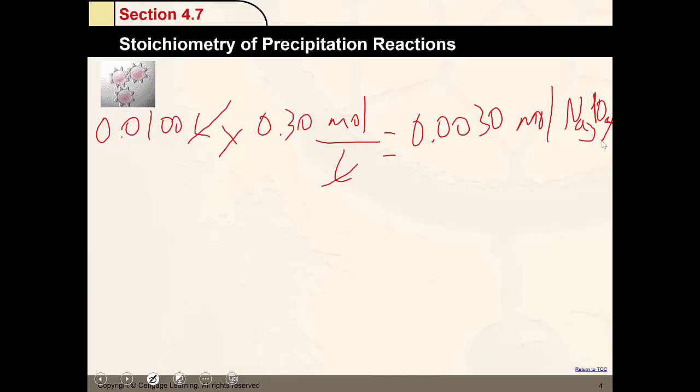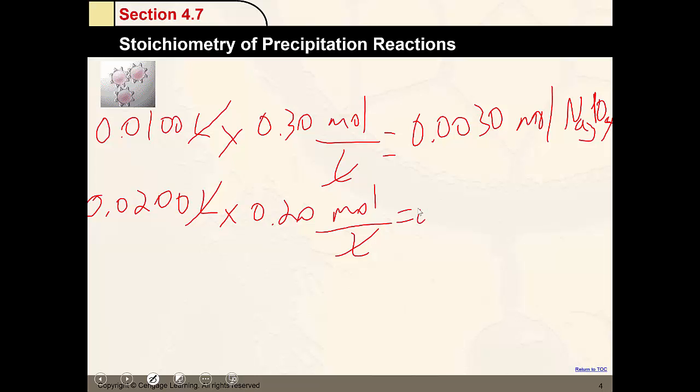And we can do the same thing for the other reactant. We have 20 milliliters of 0.2 molar lead nitrate, so that 20 milliliters becomes 0.02 liters. So we have 0.004 moles of lead nitrate.